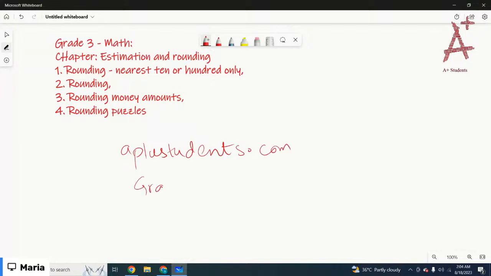Scroll down. Then you have to select math from the subject tab and scroll down to grade 3 math. There you can find a list of the chapters. We're going to start with the chapter estimation and rounding. The lessons we're going to cover today are rounding nearest 10 or 100 only, rounding money amounts, and rounding puzzles. So let's just start with the lesson.